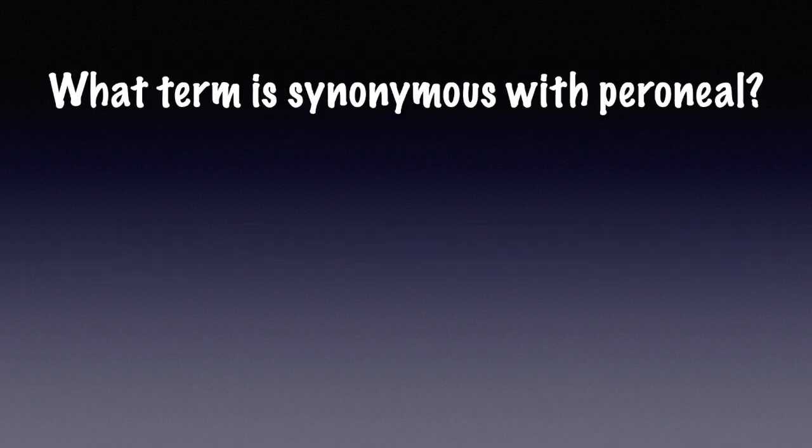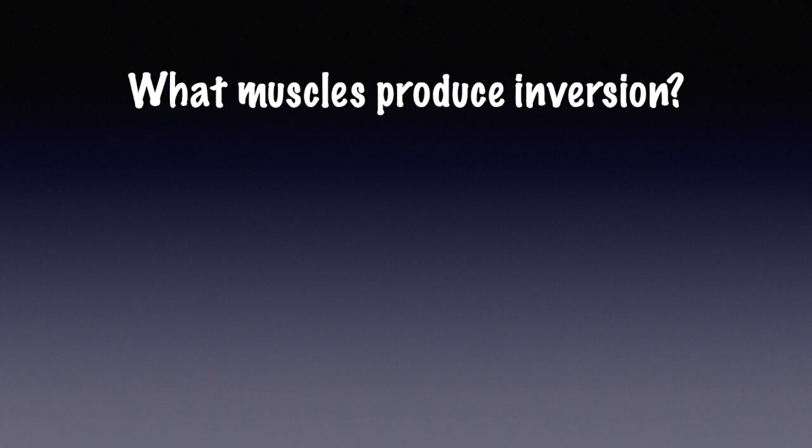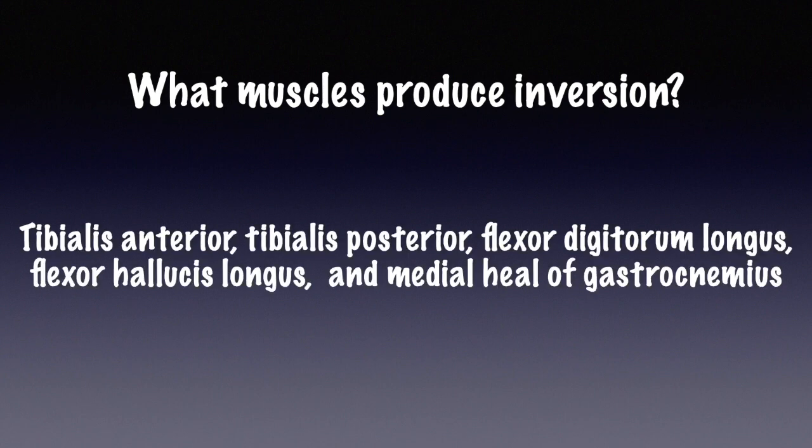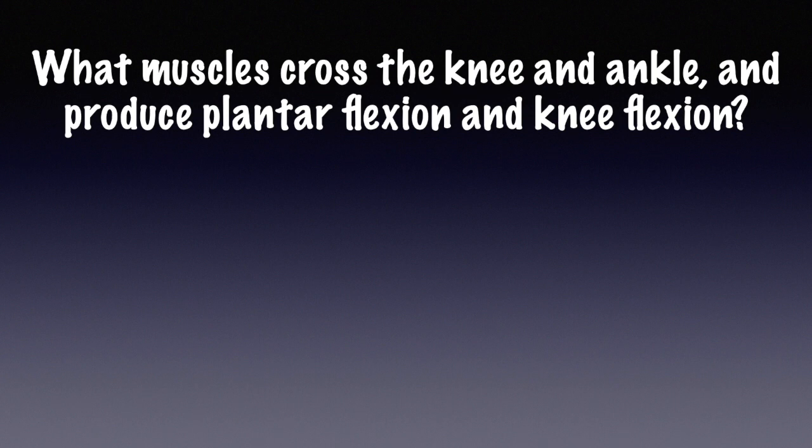What term is synonymous with peroneal? Fibularis. What muscles produce inversion? Tibialis anterior, tibialis posterior, flexor digitorum longus, flexor hallucis longus, and medial heel of gastrocnemius. What muscles cross the knee and ankle and produce plantar flexion and knee flexion? Gastrocnemius.